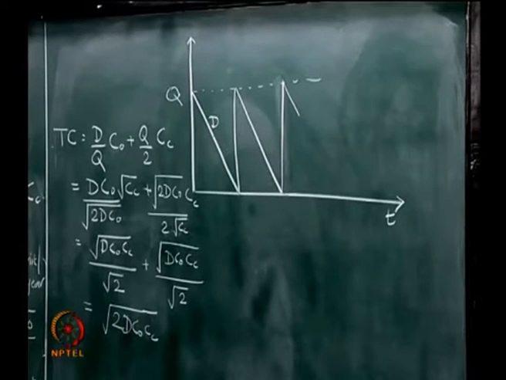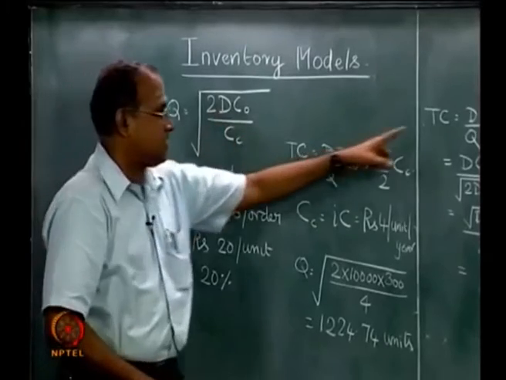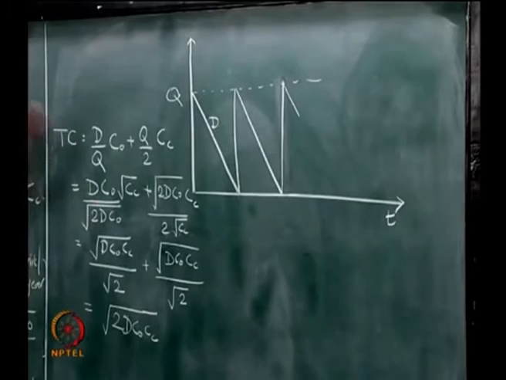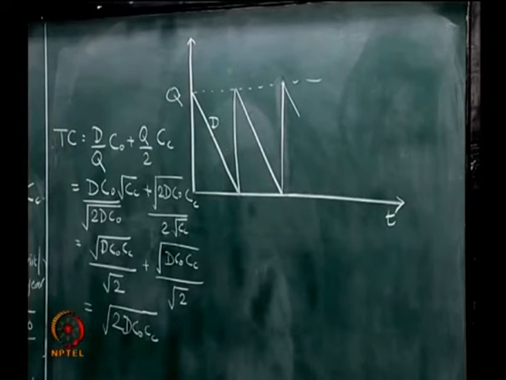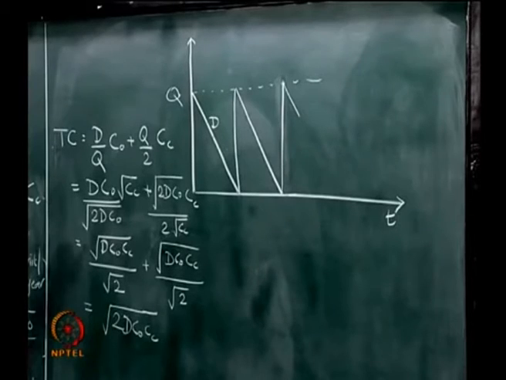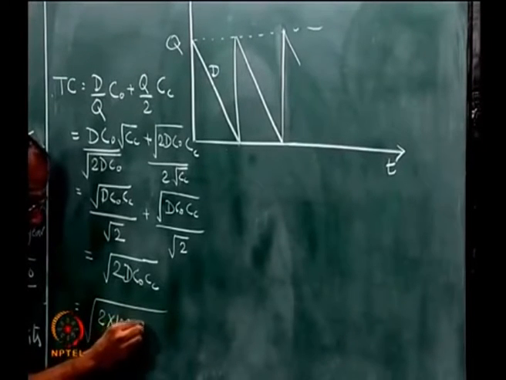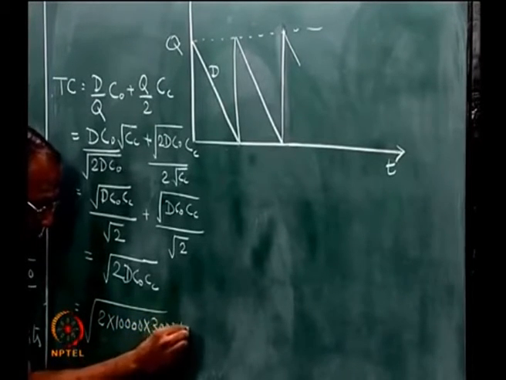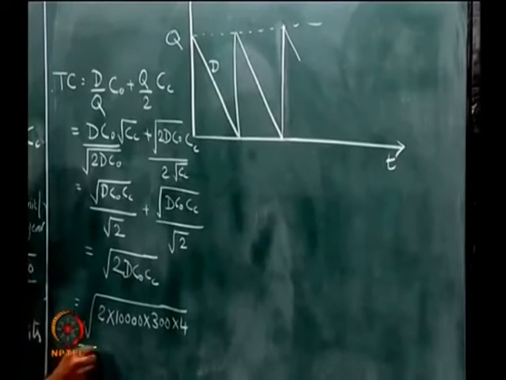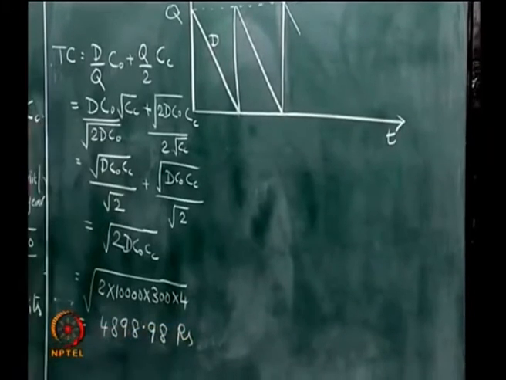So, we can now write the total cost in terms of only the known parameters, which are D C naught and C C, and not in terms of the computed number, which is Q. So, the total cost at the optimum, the minimum total cost that we will incur is root of 2 into D into C naught into C C. And in our example, when we substitute, we will get root over 2 into 10,000 into 300 into 4, which on simplification will give us 4898.98 rupees per year.